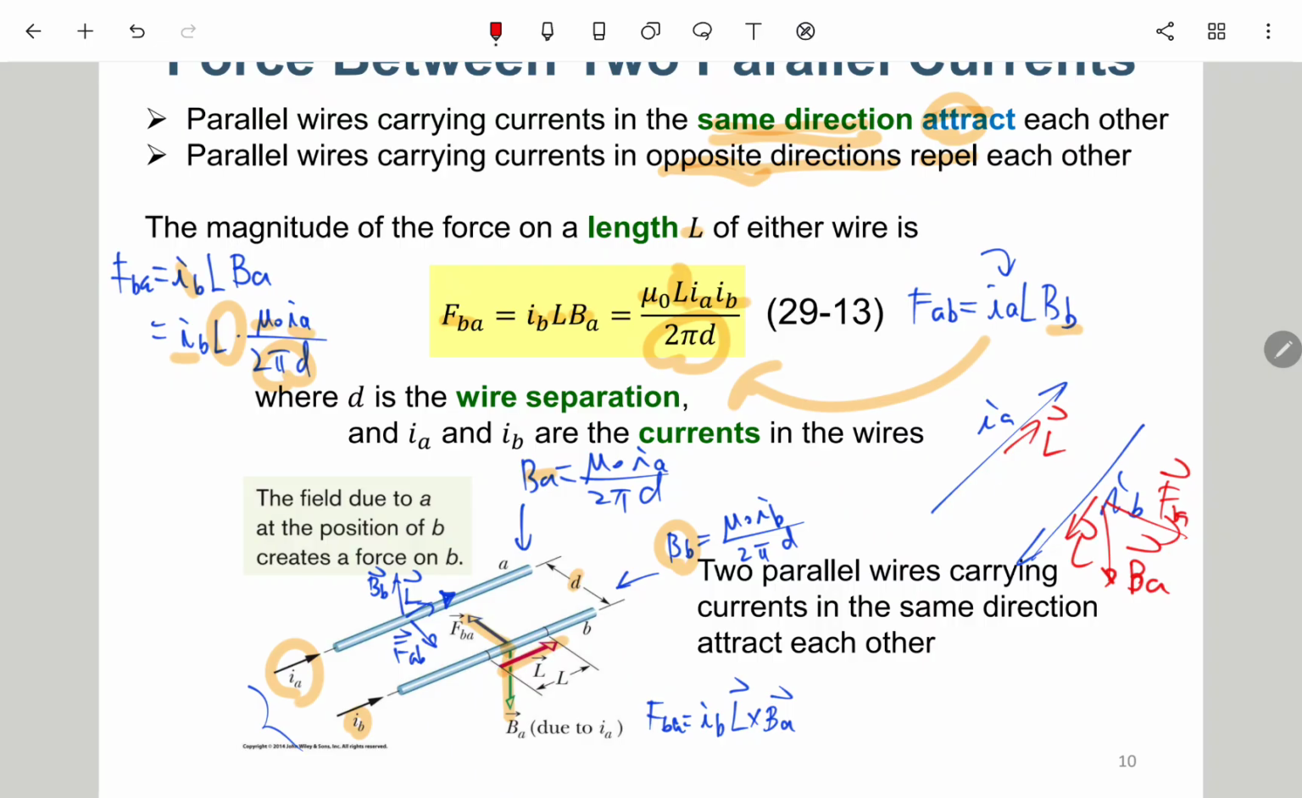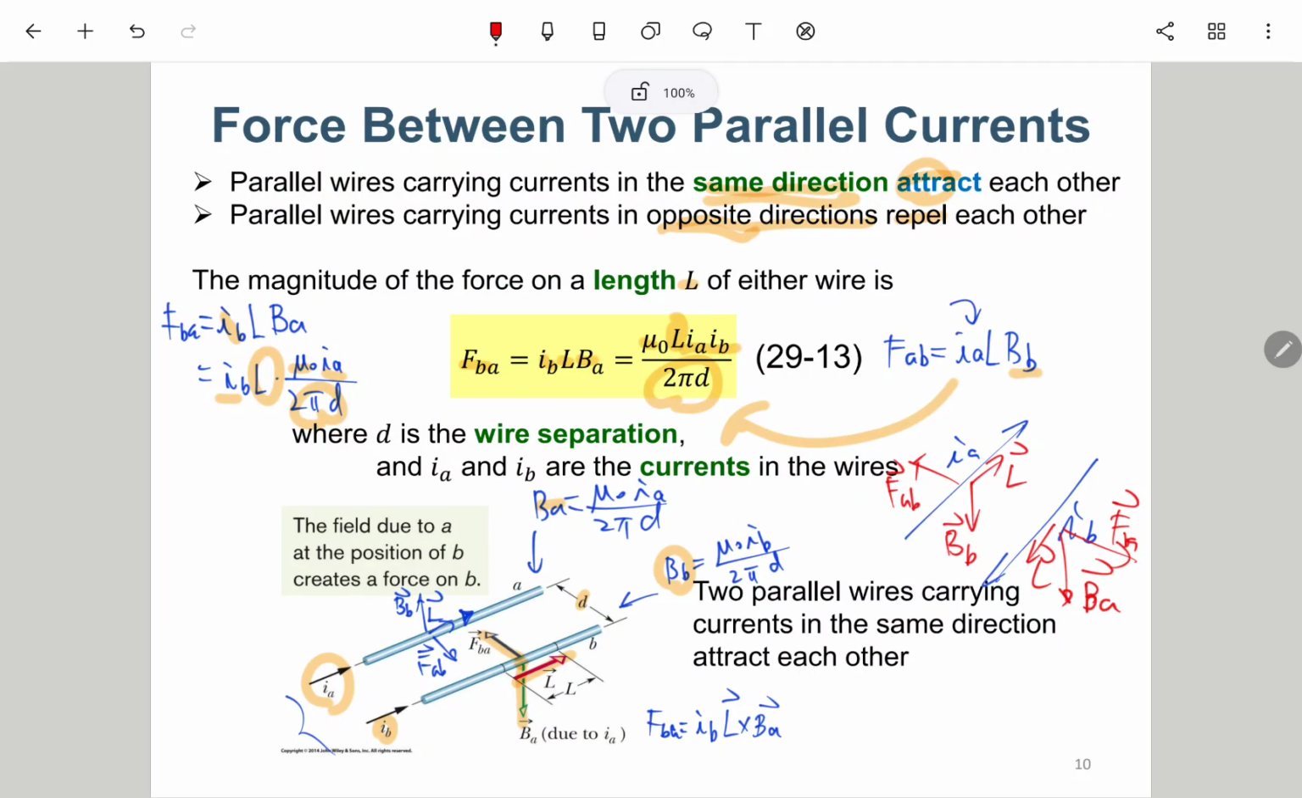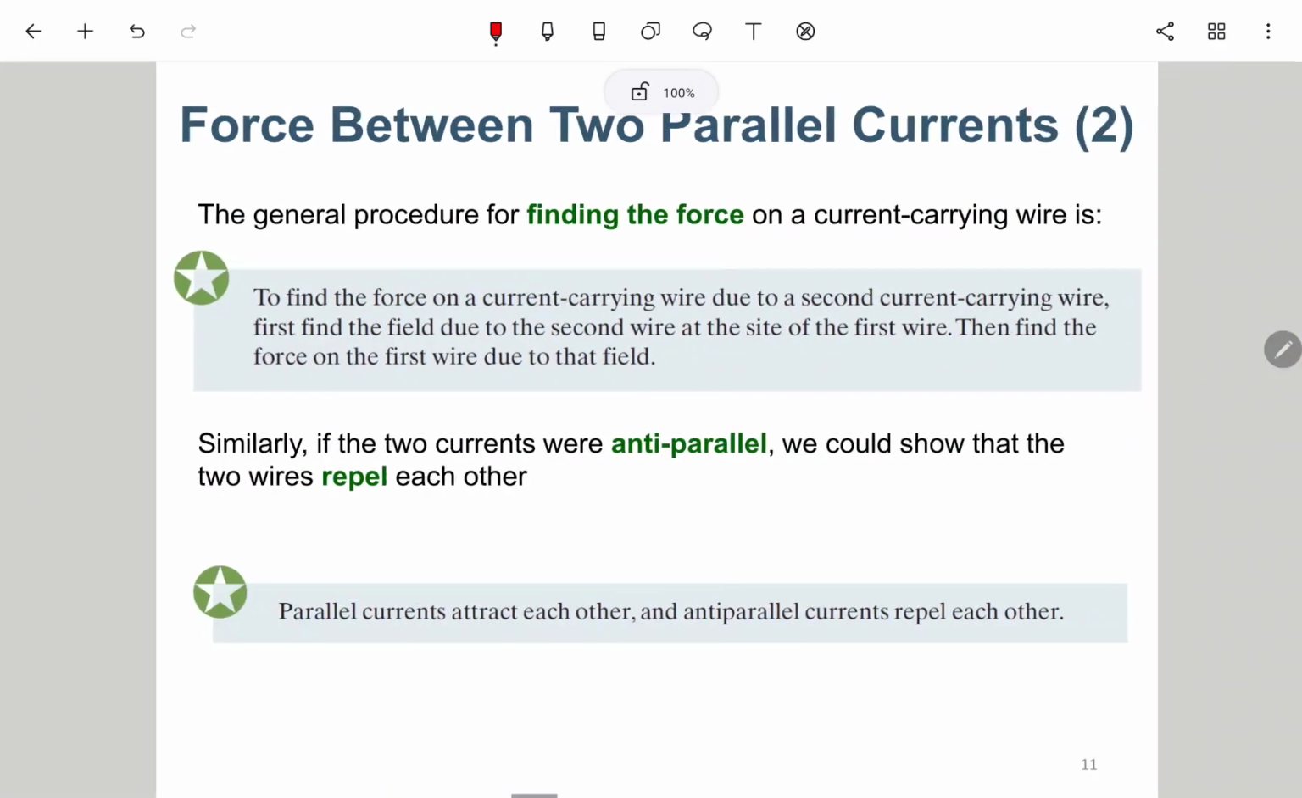Your thumb points to this direction, and your forefinger is pointing downward, like this. This is BB. So your forefinger is pointing to that side, and then crossing downward, your thumb will be pointing to that direction. So this is FAB. This means that if the two currents are in opposite directions, they will repel each other. If they are in the same direction, they will attract each other. So we use this approach to determine the direction of the forces.